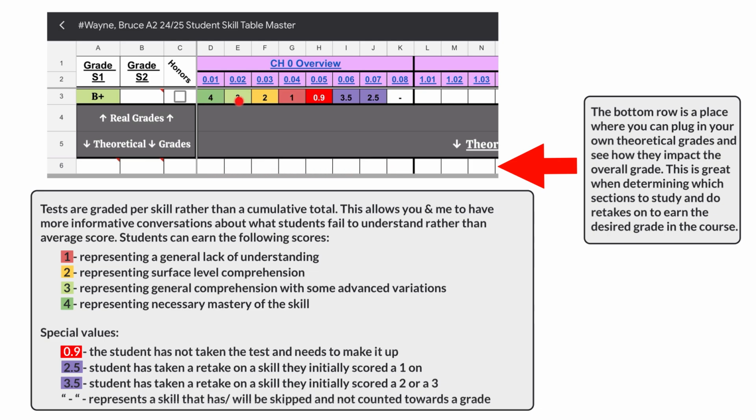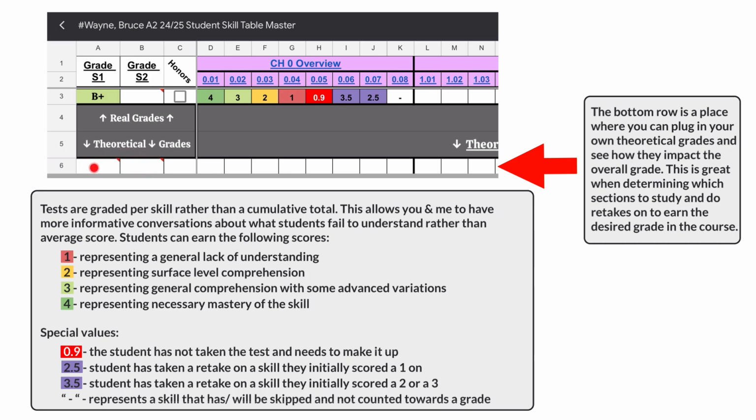So the top row represents the actual scores that they do currently have. These cannot be edited, but this is a row that you all have editing access to. So if you have, in this case, a B plus, and you want to turn it into an A, what you can do is copy these scores, paste them in this row, and then start fiddling around with the numbers to figure out what it is you need to retake to earn the desired grade.